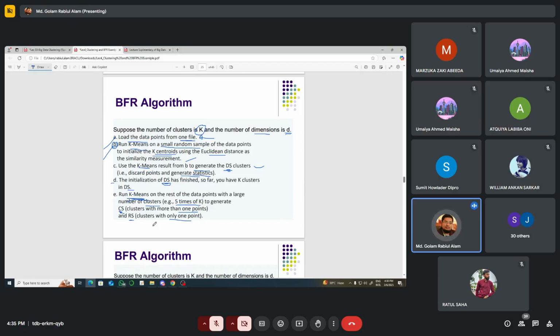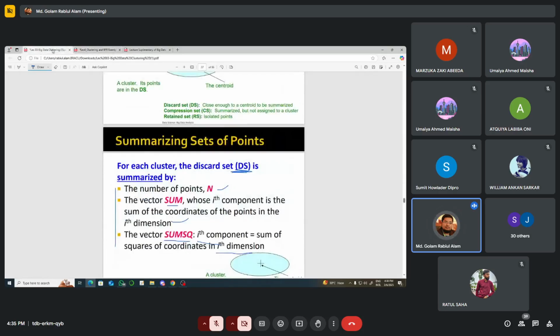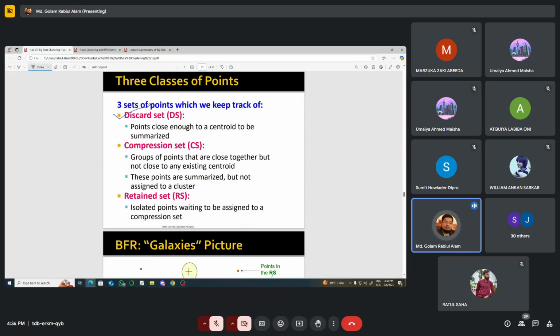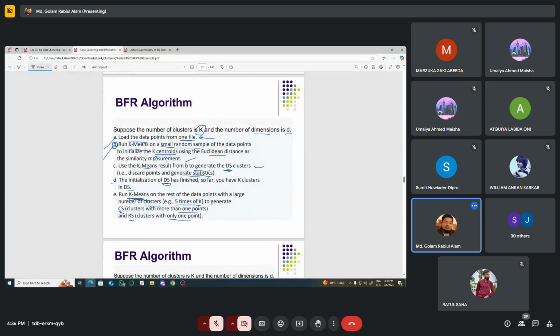In our last lecture, we already mentioned these kinds of sets: the discard set, DS, the compressed set, CS, and the retained set, RS. We have already discussed these three kinds of sets. So here we can see that this time in step E, we need to find out the compressed set and also the retained set.